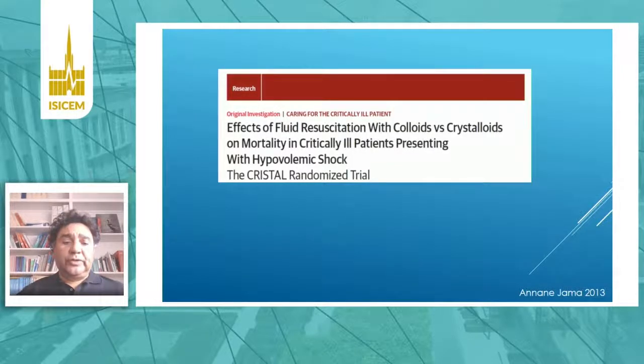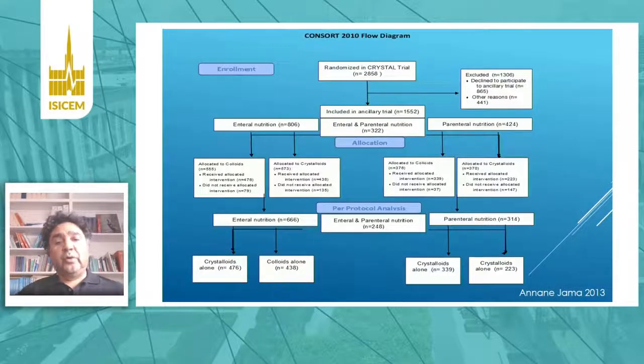We used the CRISTAL cohort. As you may know, CRISTAL was a randomized controlled trial that evaluated, in critical patients with hypovolemic shock, a fluid resuscitation strategy with colloids compared to a fluid resuscitation strategy with crystalloids. So here is the flow diagram, and one can see that of the 2,858 patients randomized in the CRISTAL trial, 1,552 were eligible for that ancillary trial on nutrition and gastrointestinal function.